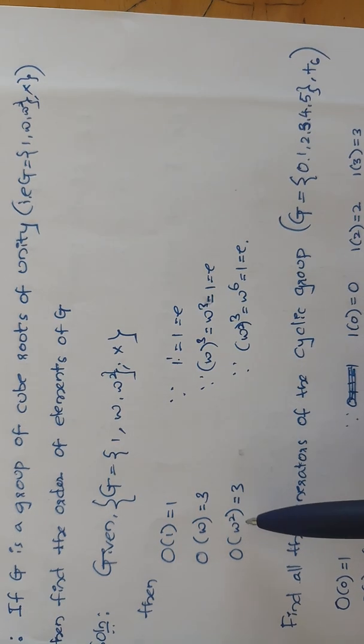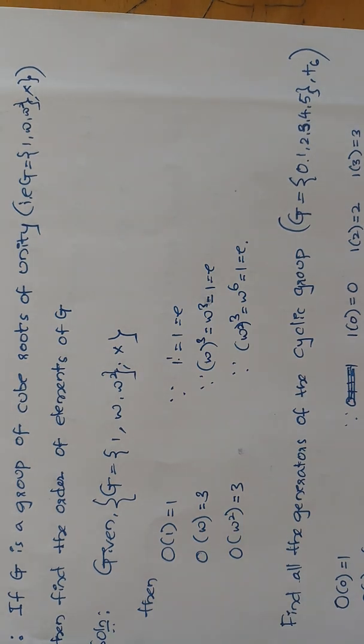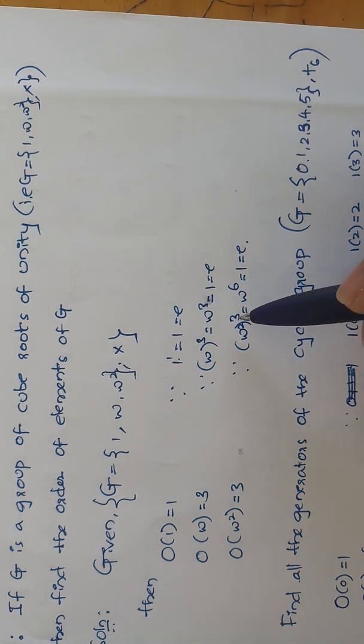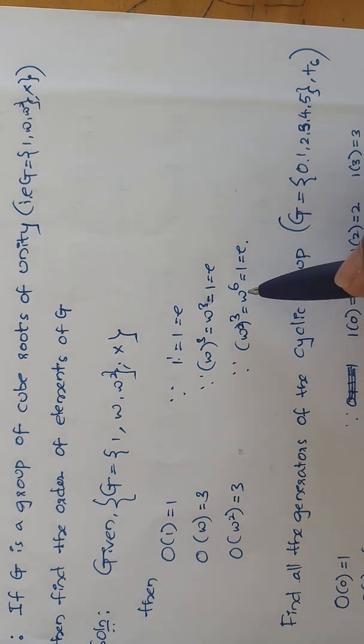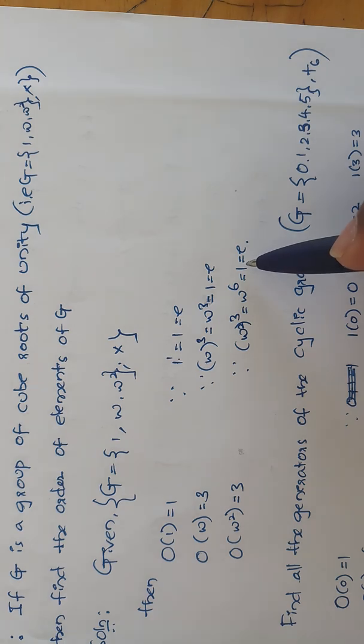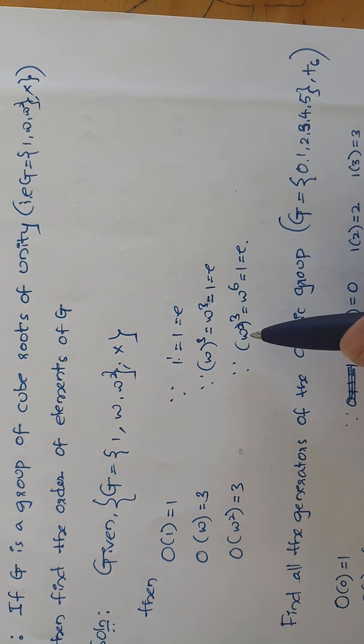So omega square. When you get the value of omega square, to what power should you raise it so that omega square gives the identity element? So omega square to the power 3, then it will become omega to the power 6. You know that omega cube is 1. 1 into 1 is 1. So this is the identity element. Therefore the order of omega square is what? 3.